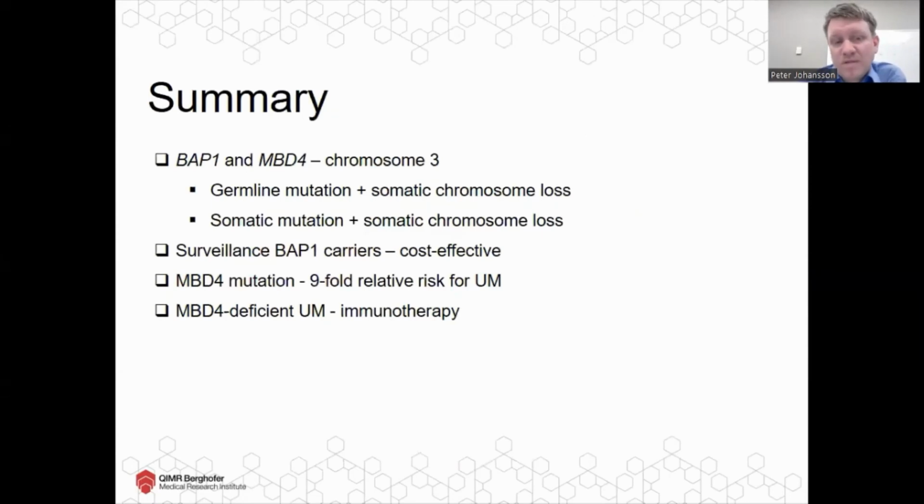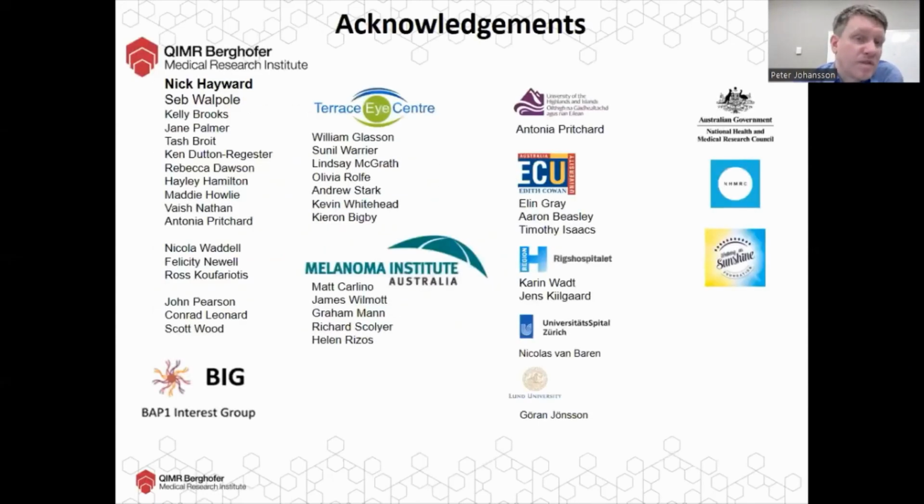They have mutations, both as germline mutations predisposing to uveal melanoma, and tumors also have somatic mutations. I mentioned a simulation study suggesting that surveillance of BAP1 mutation carriers is most likely cost-effective, and I've shown that an MBD4 mutation increases the relative risk 9-fold, and these patients are most likely good candidates for immunotherapy.